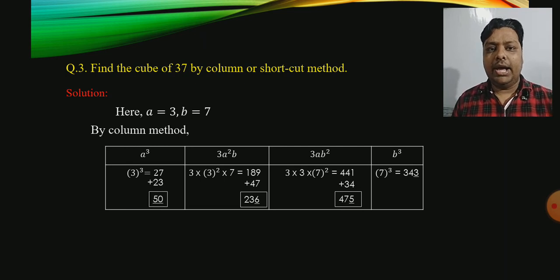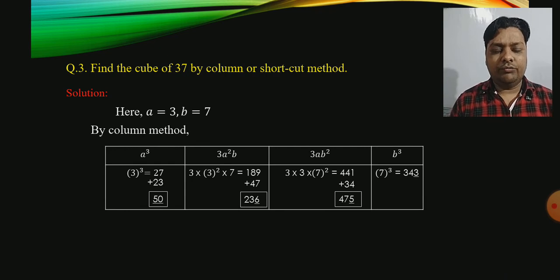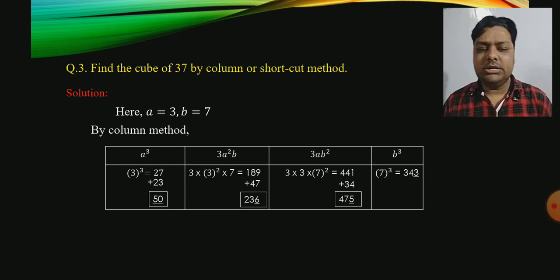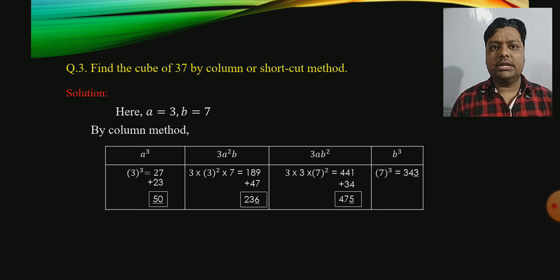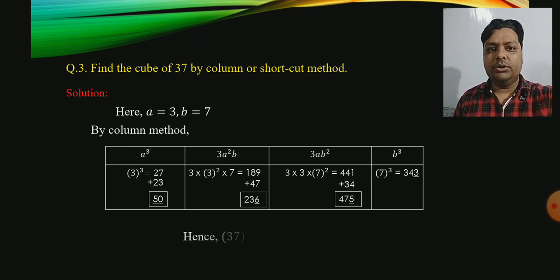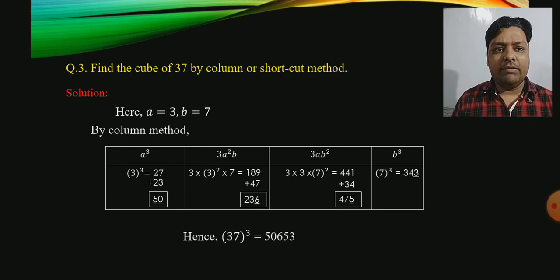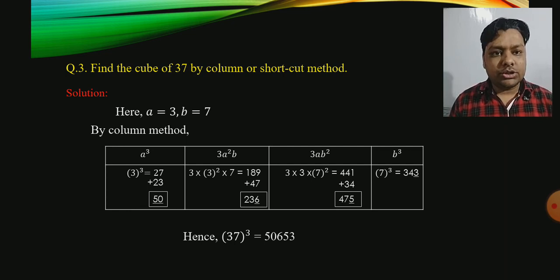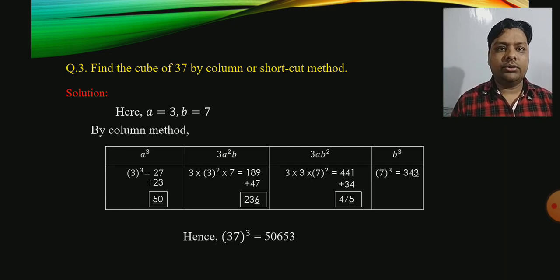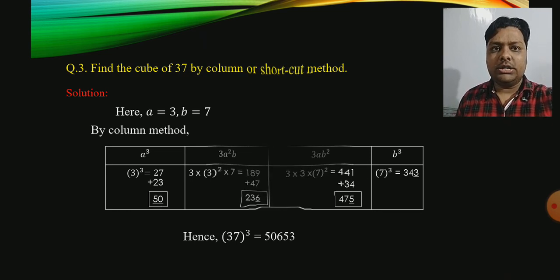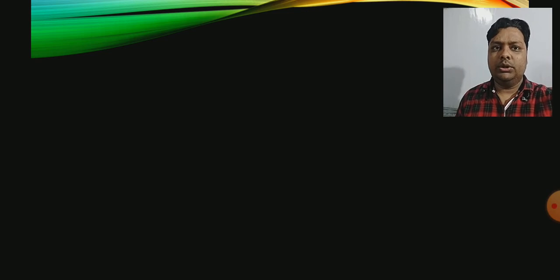50. And since it is the first column, we will underline all the digits. So 50 will be the first underlined digits. So we can say that the cube of 37 will be 50, then 6, then 5, and then 3. So this is the cube of 37. You can also check it by multiplying it. Okay, students, so I hope that you all have understood. Now, students, let's see one more question to understand it.